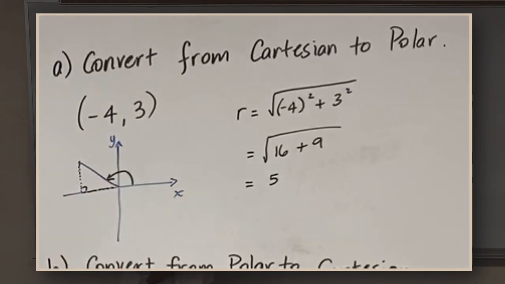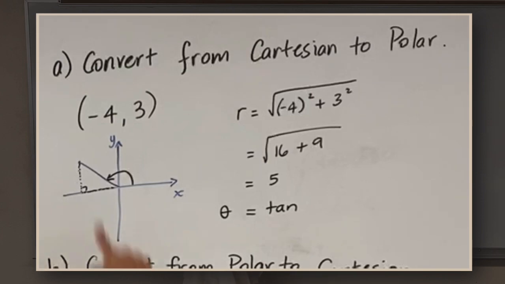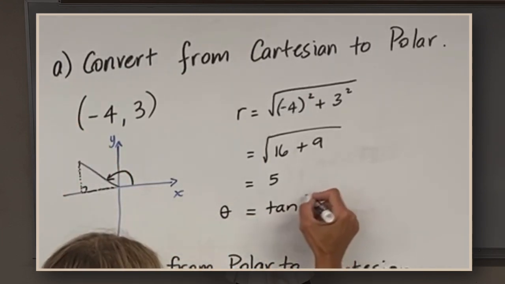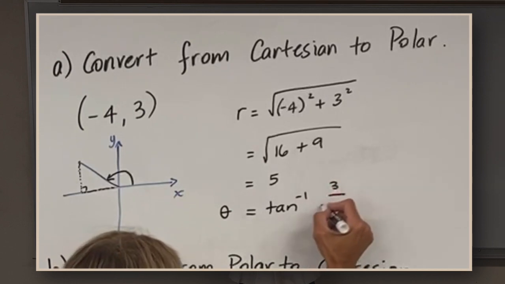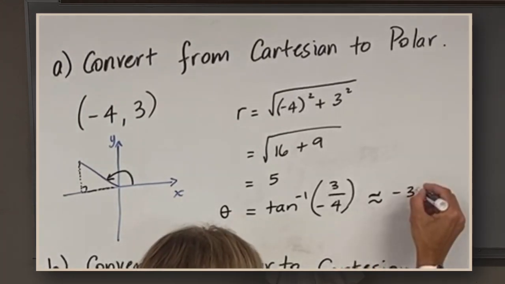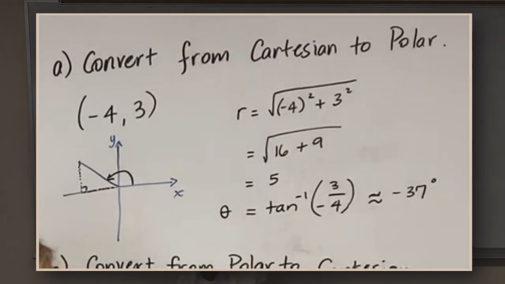And recall we use our inverse tangent relationship. Inverse tangent of our vertical over our horizontal. So inverse tangent of 3 over -4. So using our calculator, the inverse tangent of 3 over -4 is approximately -37 degrees. Now that seems to be problematic because -37 degrees would be down here.